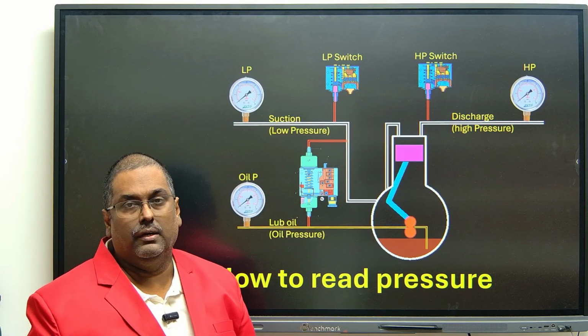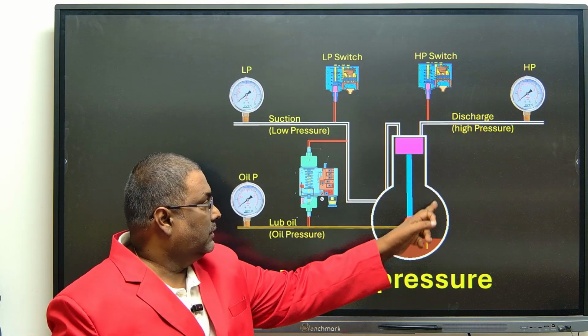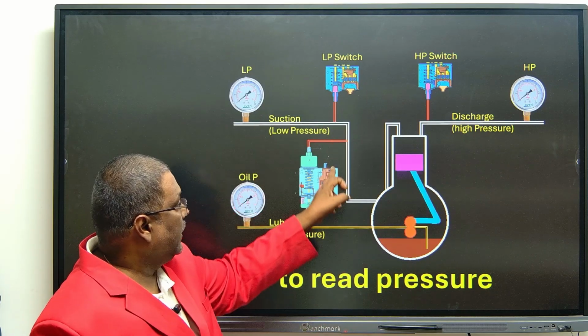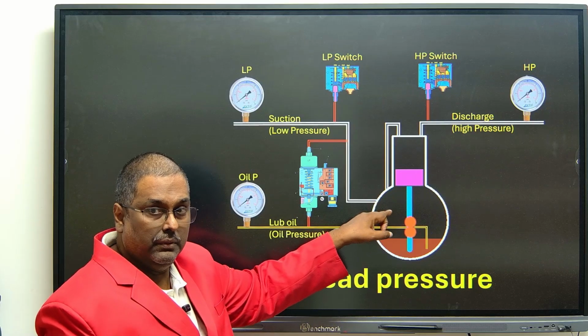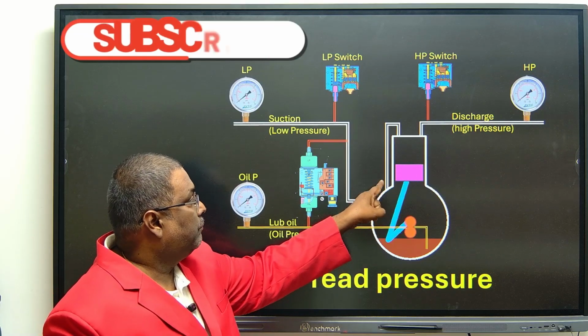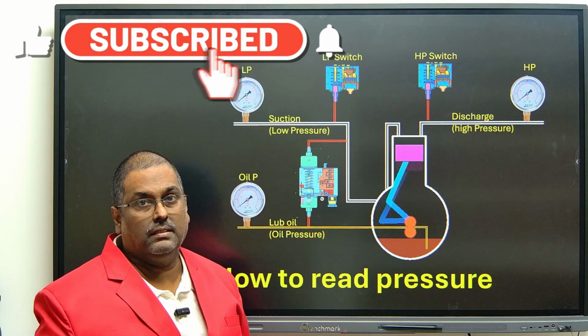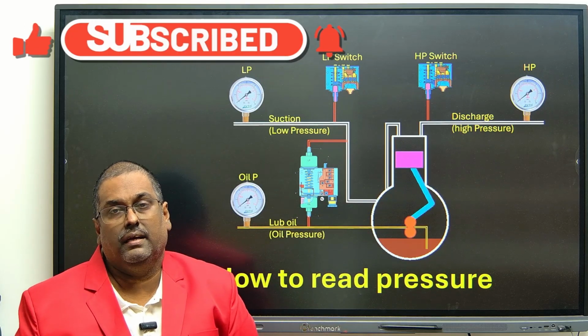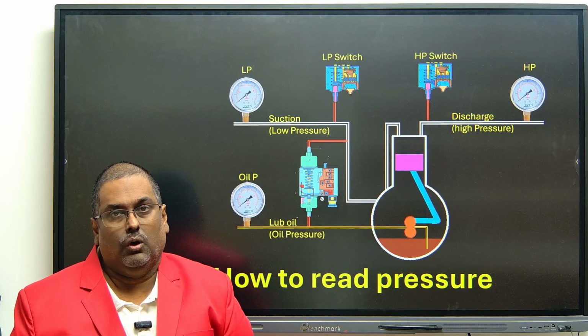Why are we giving the suction into the crankcase? This is called the crankcase, right? Why are we giving the suction line to the crankcase, and from the crankcase passing the gas to the top of the piston where it gets compressed? So why are we doing this?